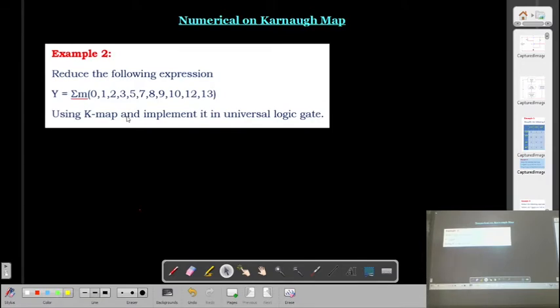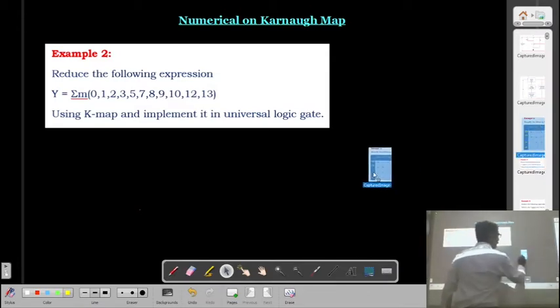So reduce the following expression. Here the expression is given in terms of min terms, using a Karnaugh map, and implement it in a universal logic gate. So first of all we have to prepare a Karnaugh map, and it is a 4 variable Karnaugh map because the min terms go up to 13. So you require the 4 variable Karnaugh map.